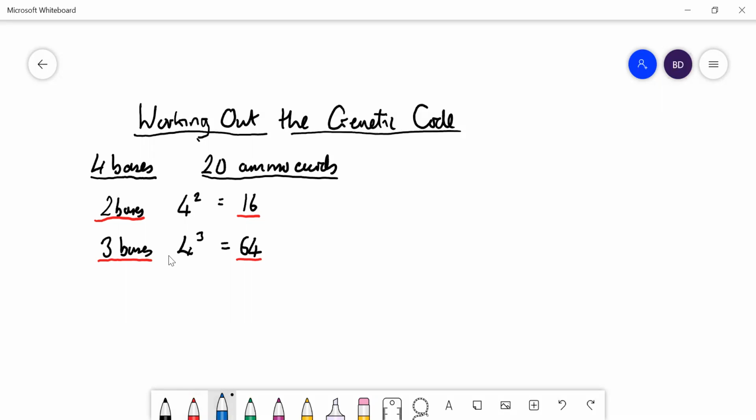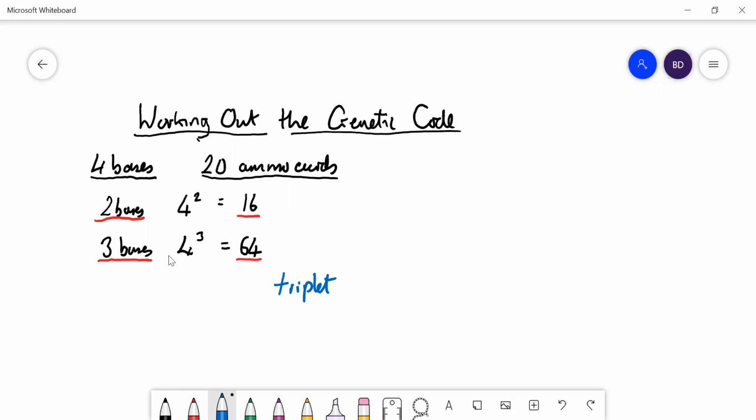So it began to be assumed that there was a triplet code for the sequence of amino acids. In other words, three bases in the DNA coded for 1 amino acid.